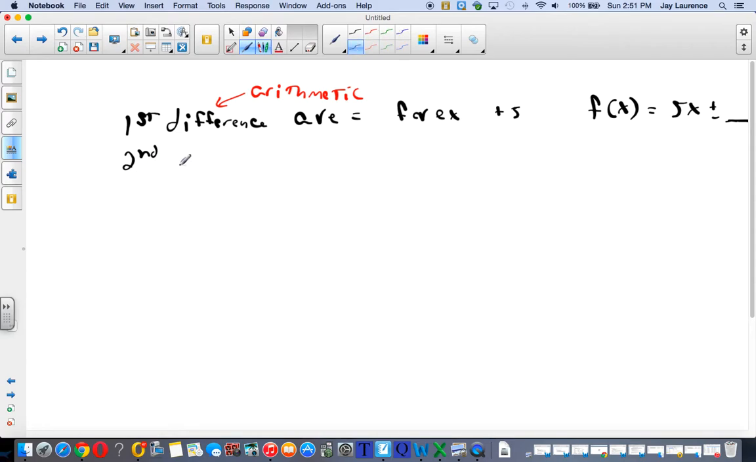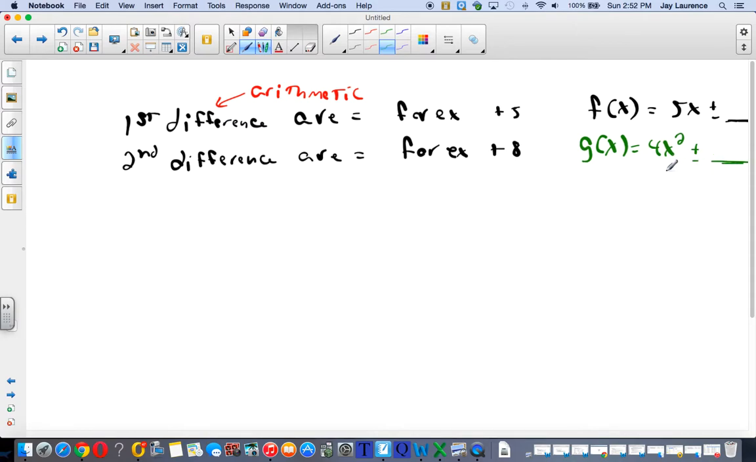Okay, when the second differences are the same, are equal, for example, like plus 8, then we take half of this and multiply it by x squared. So we might have something like g of x will equal 4x squared plus or minus something. We don't know. But this is what we start with for our comparison line, right?